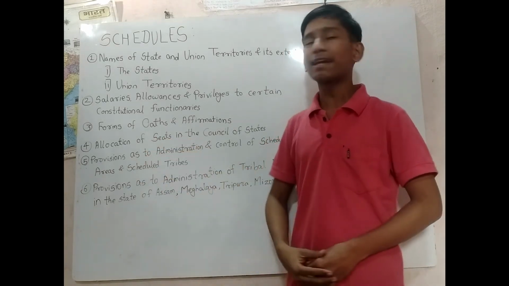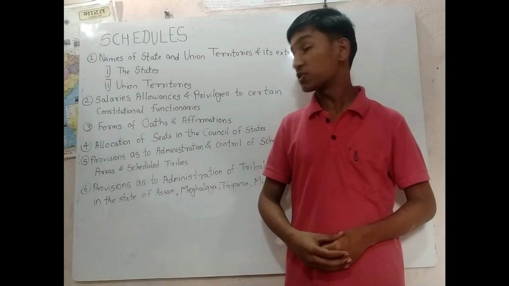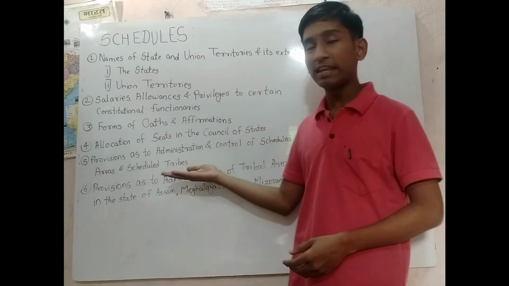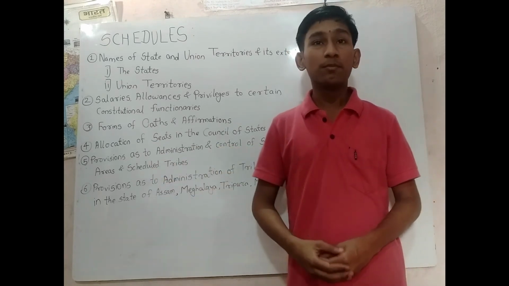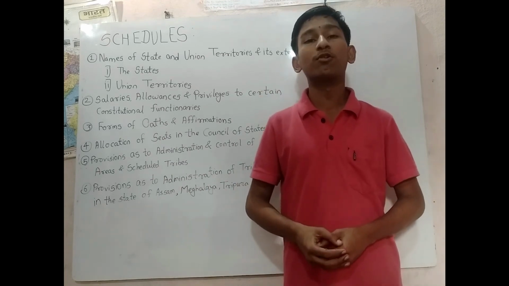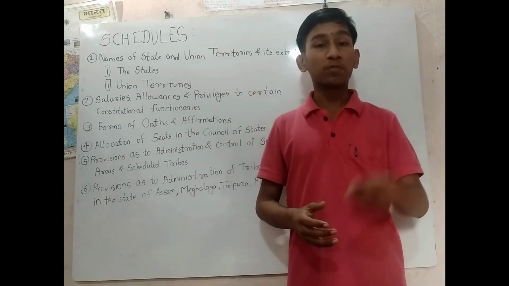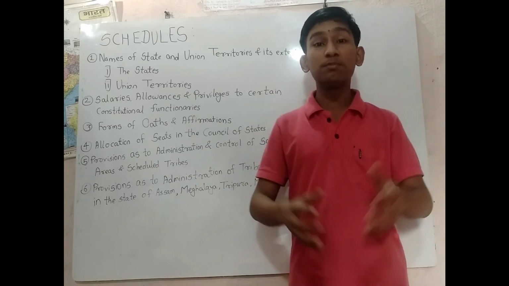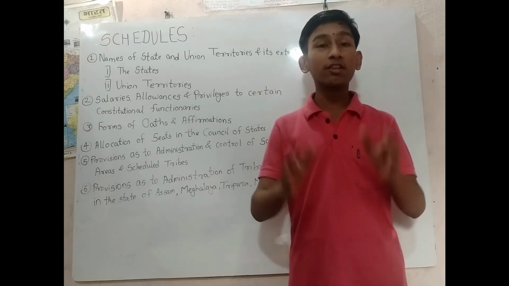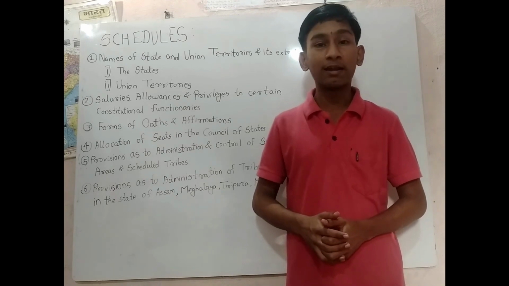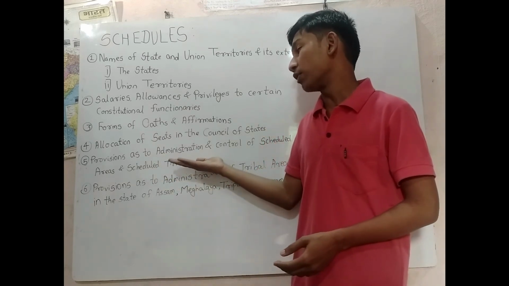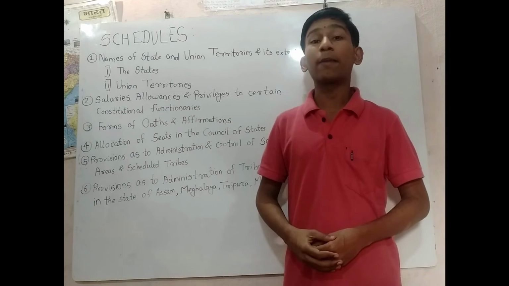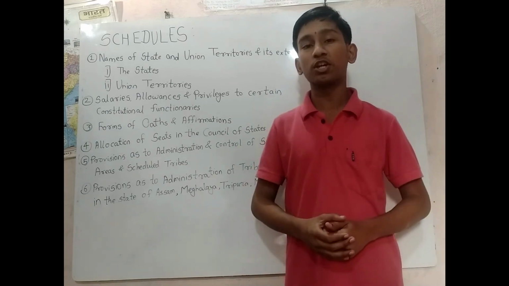Next, fifth schedule is regarding the provisions as to administration and control of scheduled areas and scheduled tribes, meaning all the scheduled areas and scheduled tribes in our whole country, there must be some schemes for their welfare, and all these schemes, their implementation and all the necessary directions to the government are made here in the fifth schedule, and all the provisions for that are mentioned also in this fifth schedule.